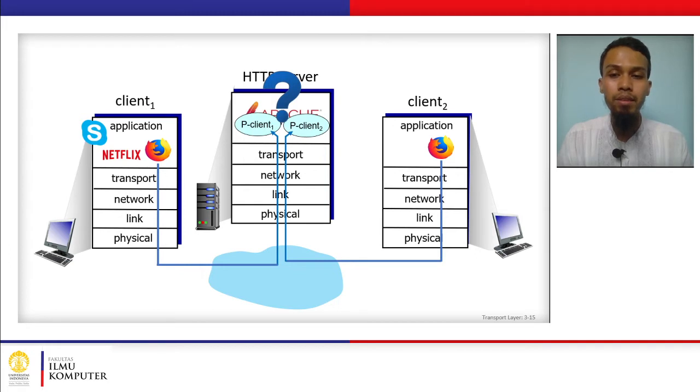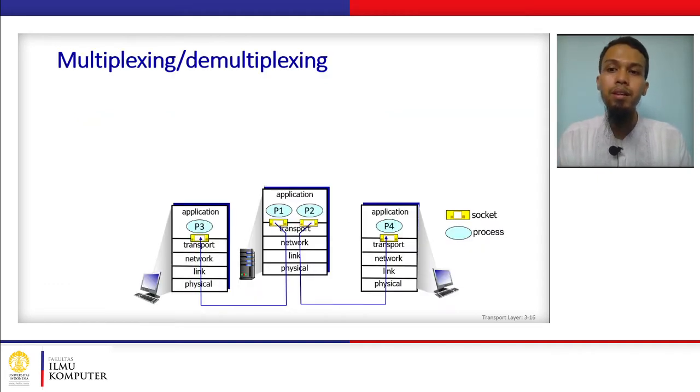How does the server handle the messages arriving from two different clients, and then transfer them to the correct, let's say, process? So this is when multiplexing and demultiplexing come into the picture.